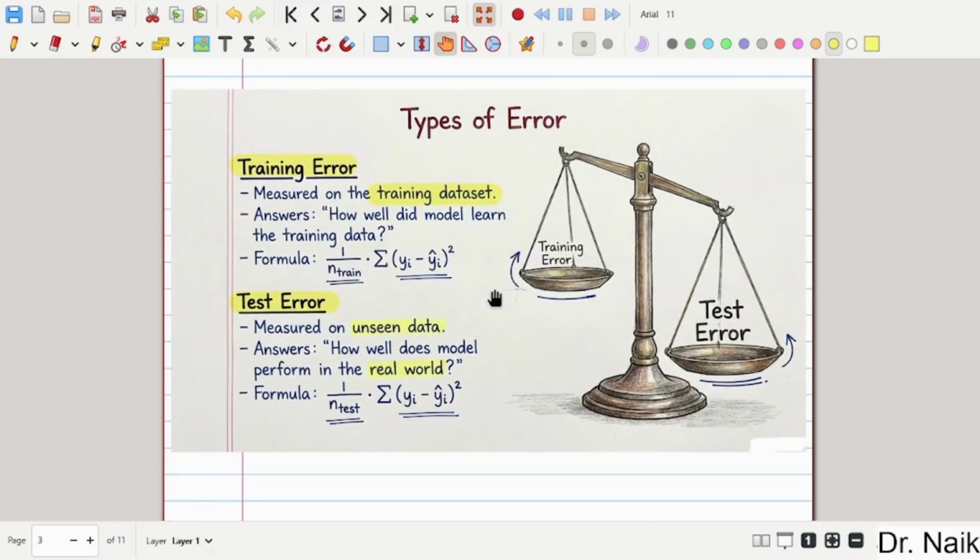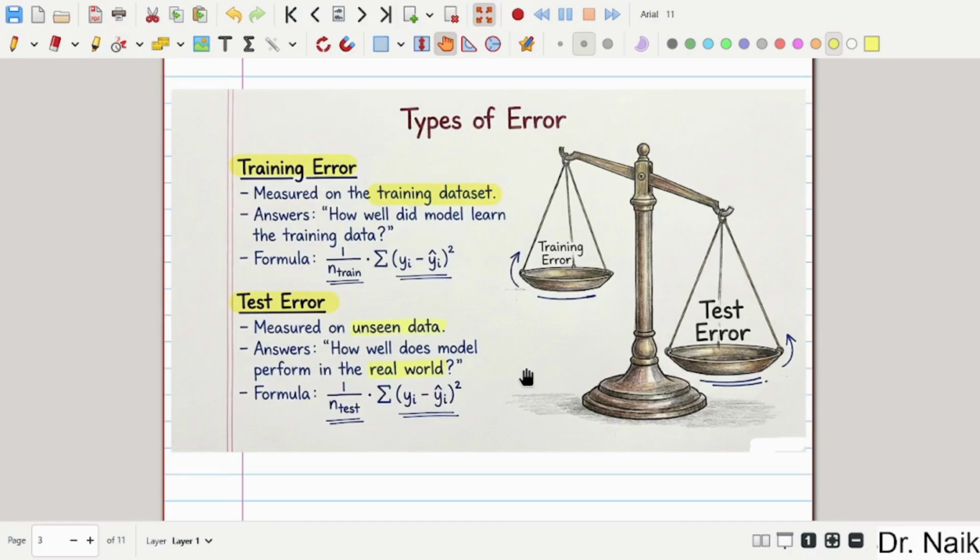Now let's understand something very important. After training the model, we can calculate two types of error: training error and test error. The training error measures how well the model performs on the training data. Test error measures how well the model performs on new, unseen data. Which one is important? Test error. Test error is important because in the real world our model will always receive new data.